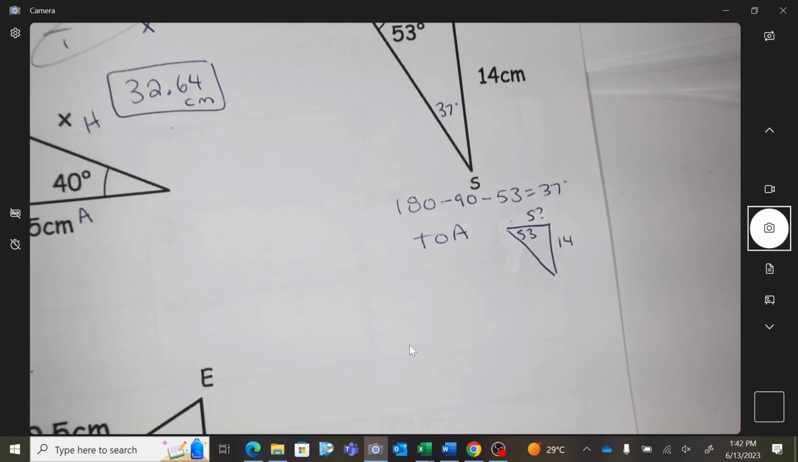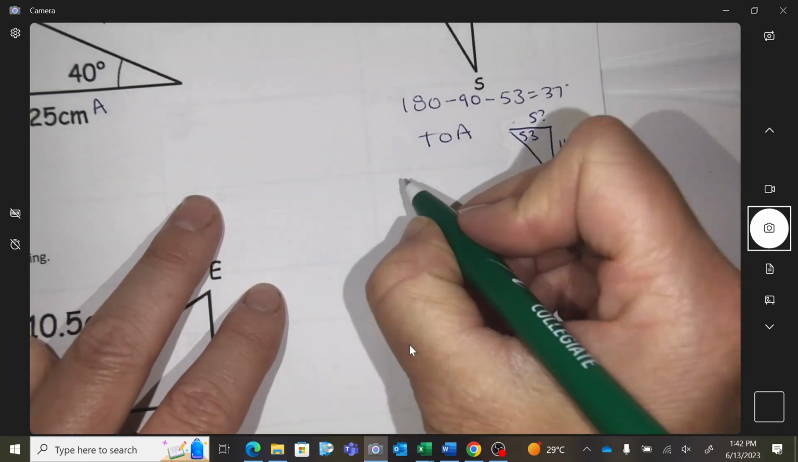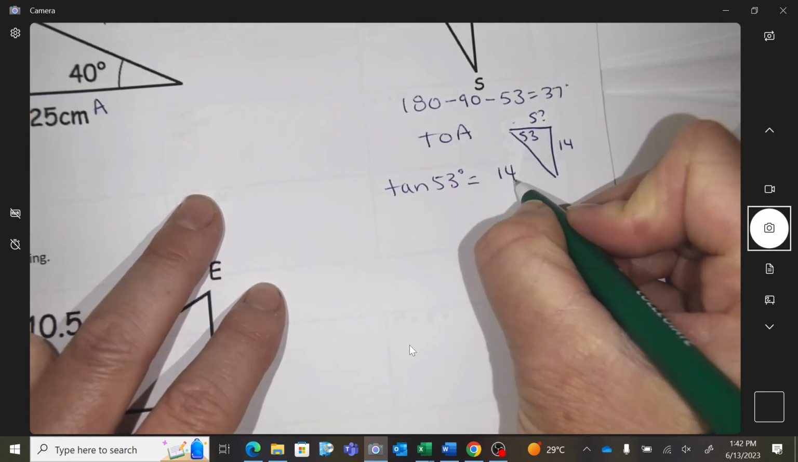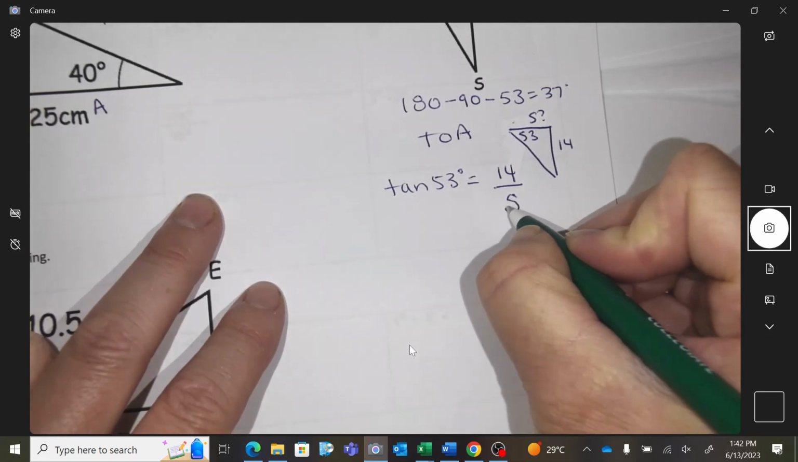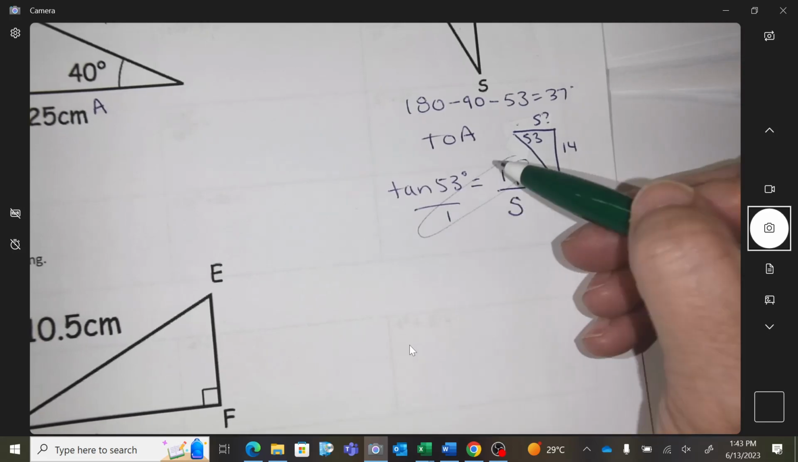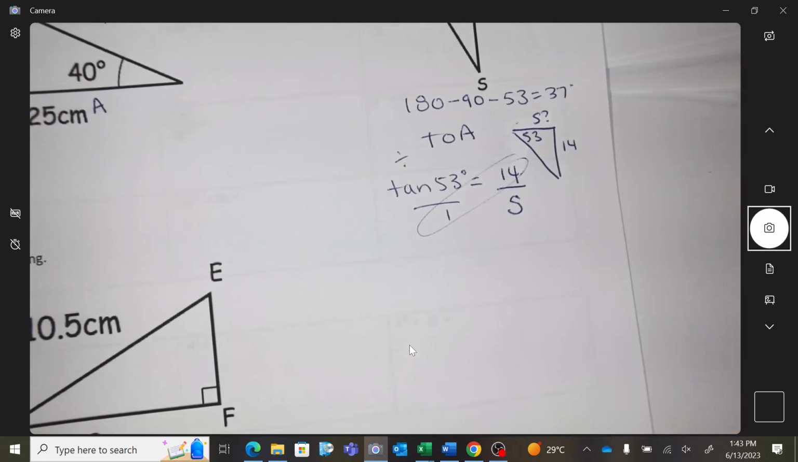Okay, so I'm picking TOA. So the tan of 53 is the opposite, 14, over the adjacent, which is x. 10.55. Times, divide. What did you say, 10.55? Yeah.